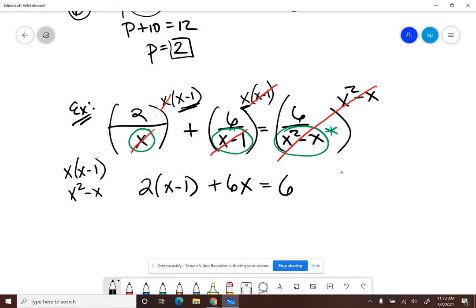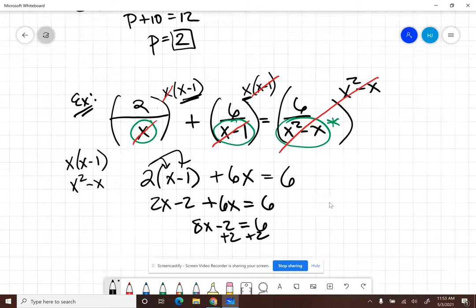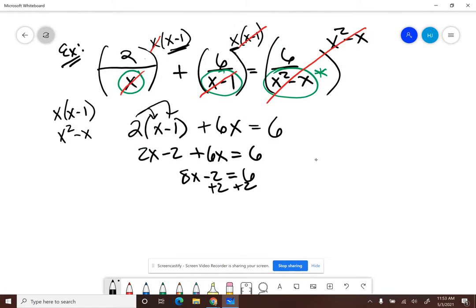Again, not too difficult of a problem here. We're just going to distribute out this 2 through everything, so I get 2x minus 2 plus 6x equals 6. So I'm left with 8x minus 2 equals 6. And if I add 2 to both sides, let's move my page down a little bit here. I'm going to be left with 8x equals 8, or x equals 1, right? And this should be our solution, x equals 1.